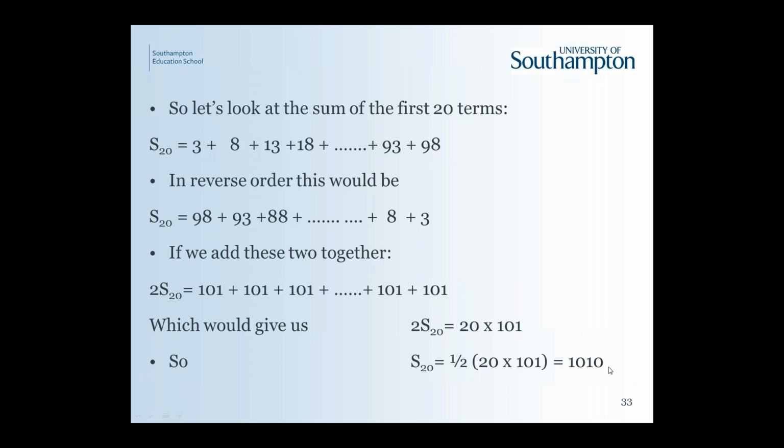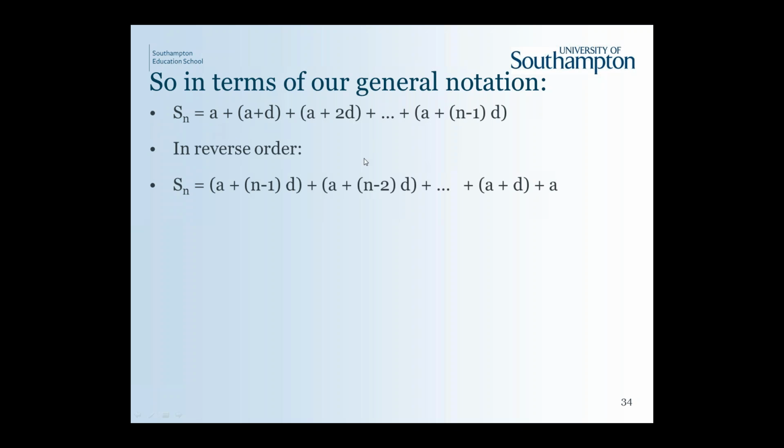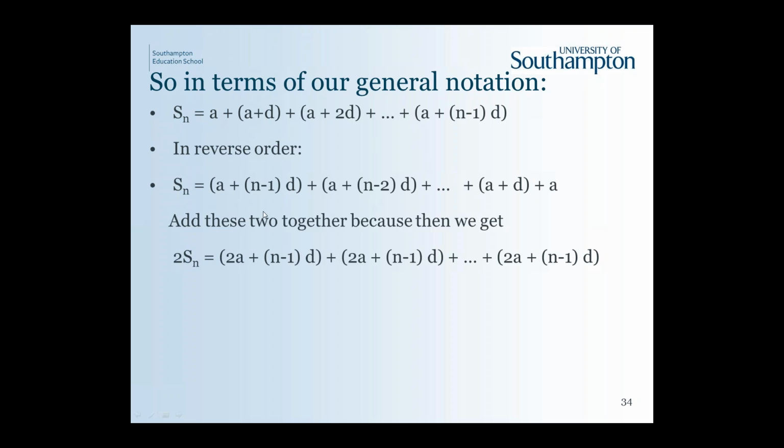So if we now look at this in general terms, this is what we had. A plus A plus D plus A plus 2D and so on. Write it in reverse. Now when we add these together, A plus n minus 1D is going to give me 2A plus n minus 1D. Same again here, 2A plus n minus 1D. So I get 2A plus n minus 1D all the way along. I've got n of those.